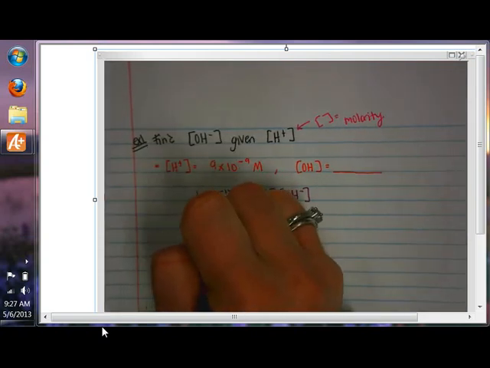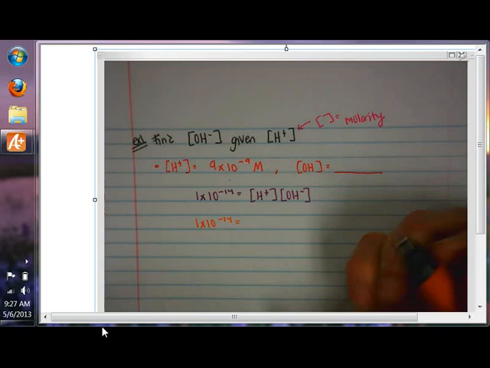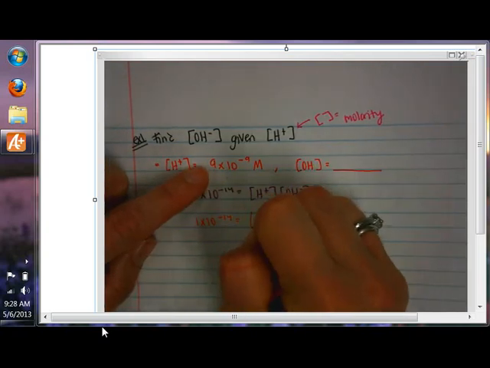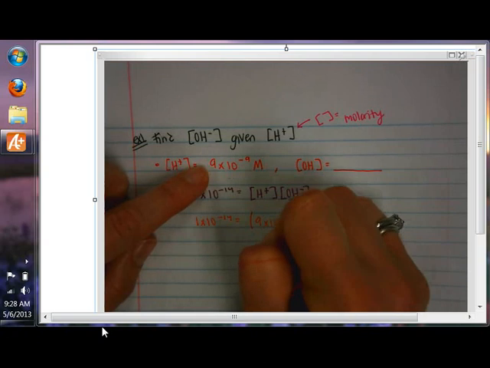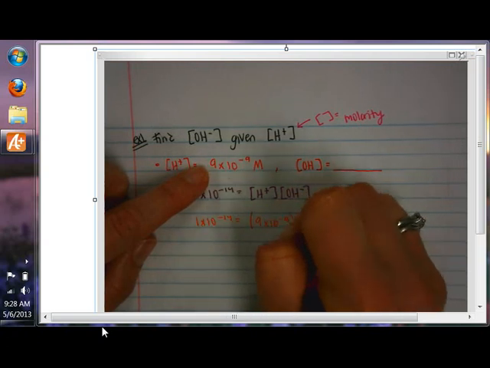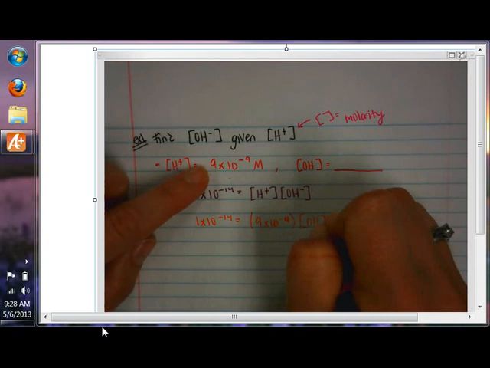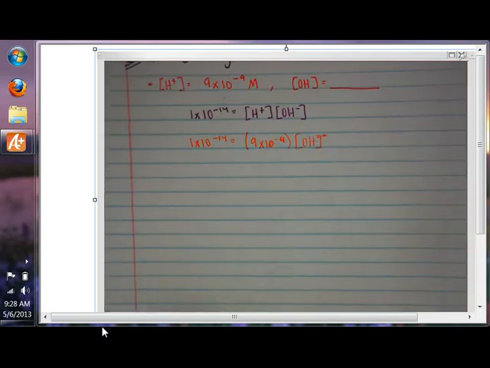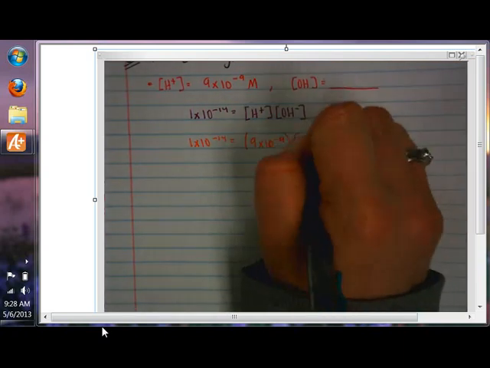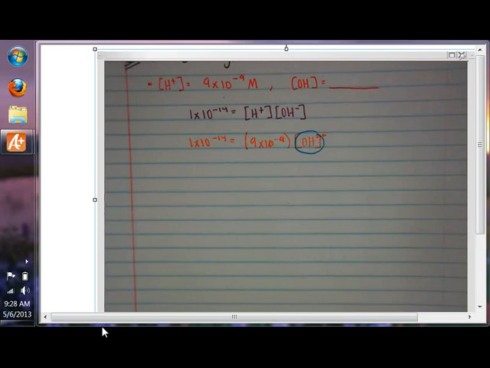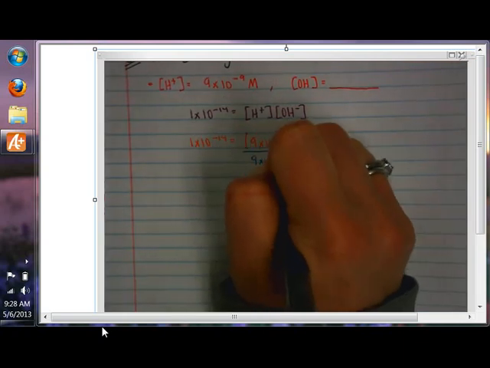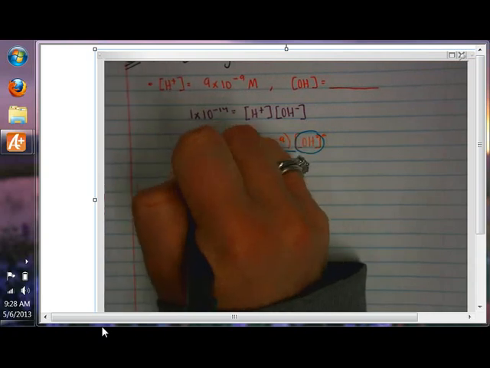Very simple. So I say 1 times 10 to the negative 14th equals, they give me my concentration of hydrogen, 9 times 10 to the negative 9th, times my concentration of hydroxide. And I want to find my concentration of hydroxide, so I'm just going to circle this because that's what I'm trying to solve for. So I divide each side by 9 times 10 to the negative 9th.